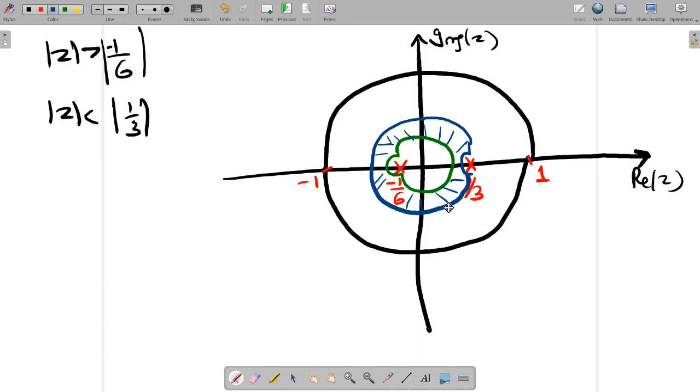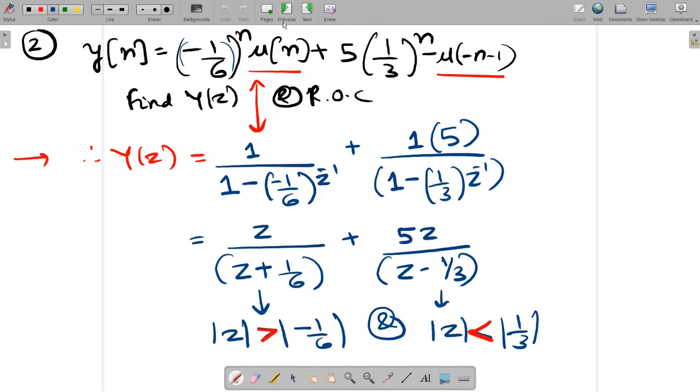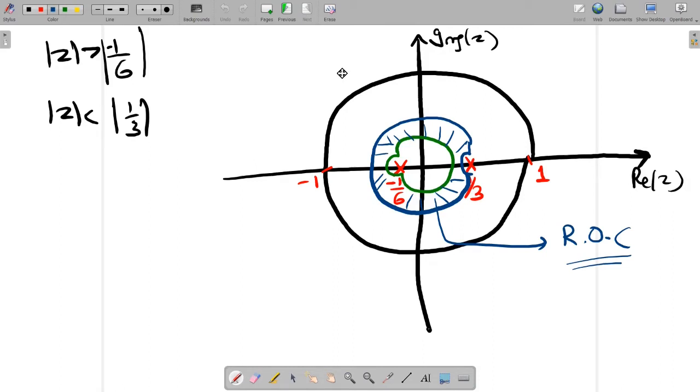So, this over here is your ROC. What is the meaning of ROC? ROC means the region at which your Z transform exists. Fine. So, whenever you do sums on Z transform, do not forget to do sums and get the Z transform, also get the ROC over here.